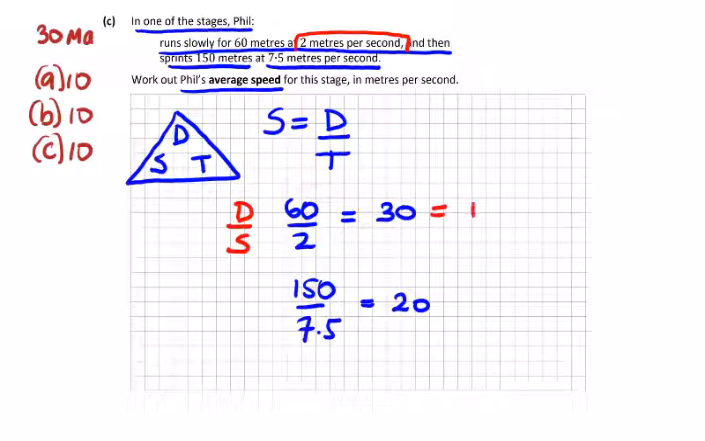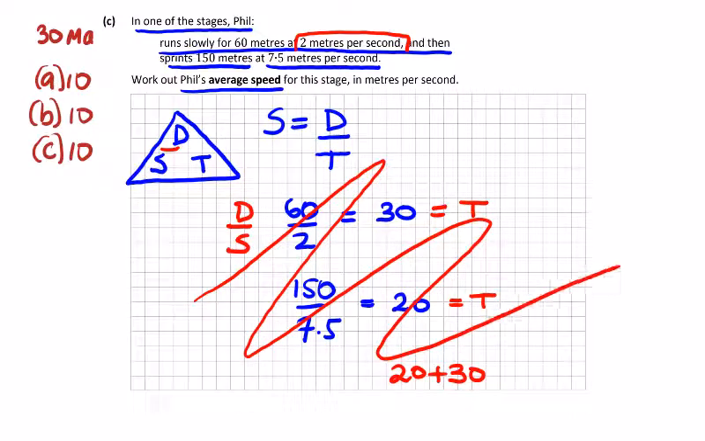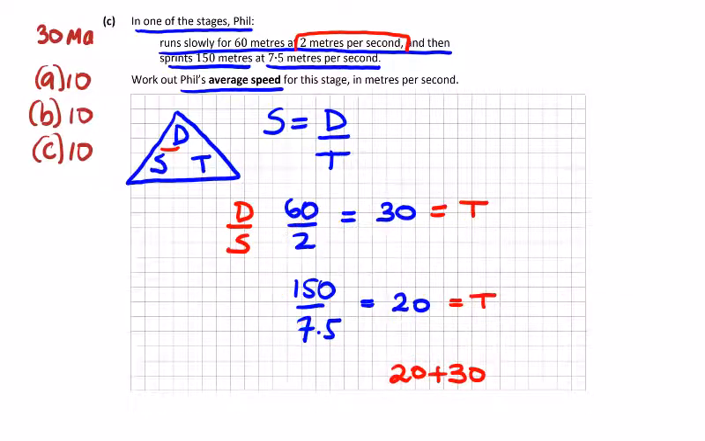This 30 is now time. Distance over speed is equal to time. So we have 2 times 20 plus 30, so you don't need to go and start scribbling out like this. The examiner will understand what's going on here. This is equal to 50 seconds.